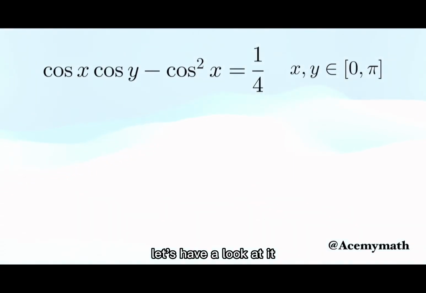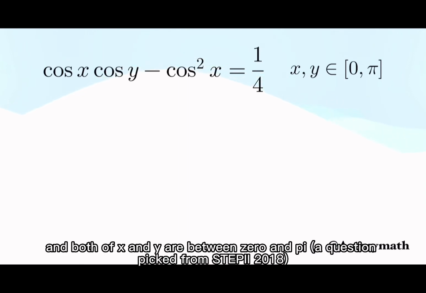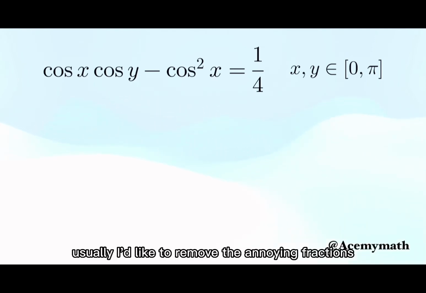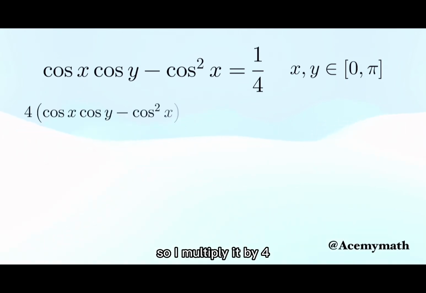Let's have a look at it. Cosine x cosine y minus the square of cosine x equals a quarter, and both x and y are between 0 and pi. Where to begin? Usually I'd like to remove the annoying fractions, so I multiplied it by 4. So the right hand side is just a 1 standing there.